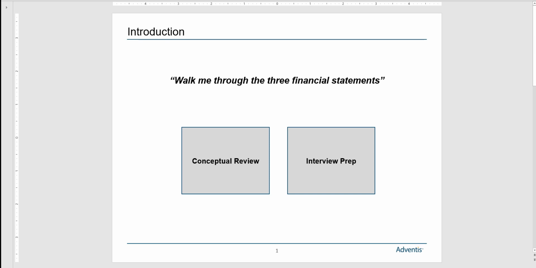Do you anticipate interviewing for an internship or full time position in investment banking, equity research, or other competitive fields in finance? One of the questions you're likely to see is: walk me through the three financial statements. This question is usually one of the first technical questions asked in many interviews, and it can really set the tone for the rest of the interview depending on how you answer it.